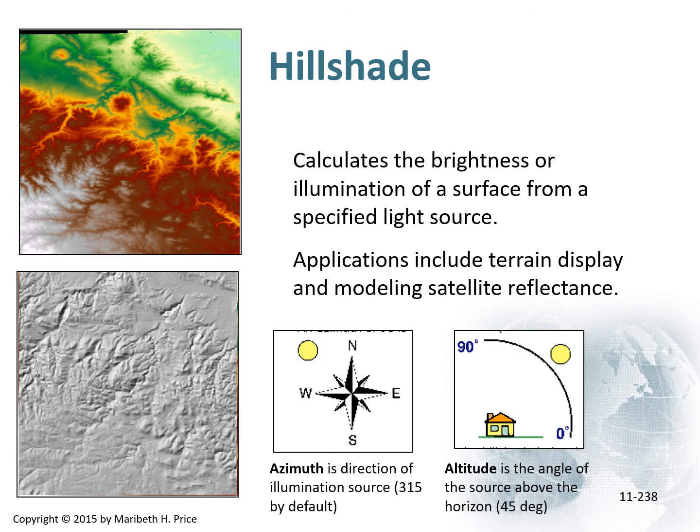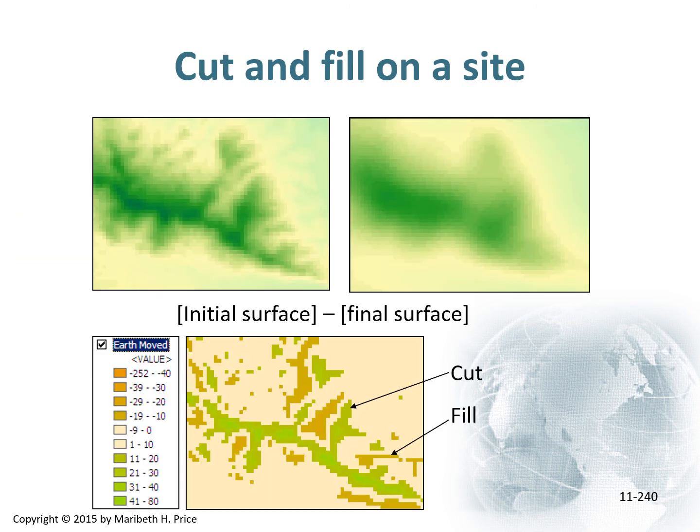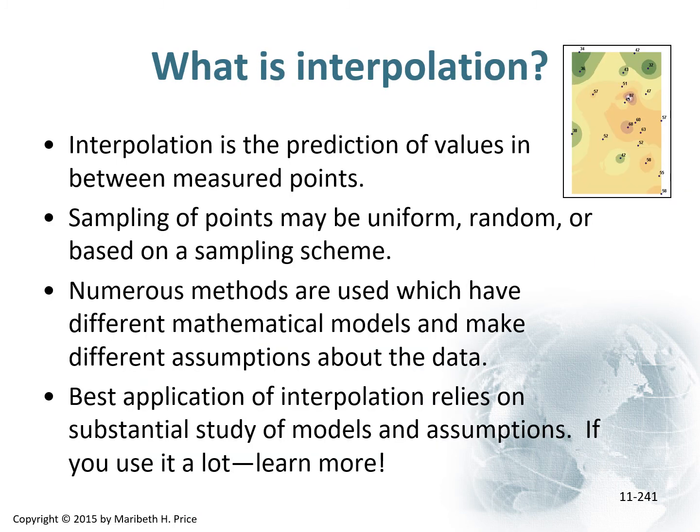Hillshade is simply a shadow based on a set sun source location. View sheds are what you can see from a given location. Cut and fill, we talked about that. Interpolation: taking the known data that you have and filling in the unknown data in between.